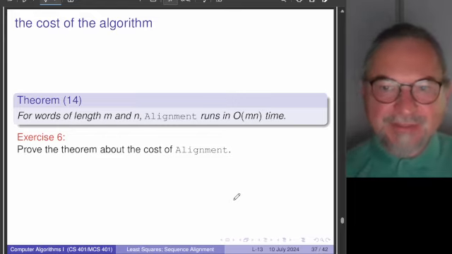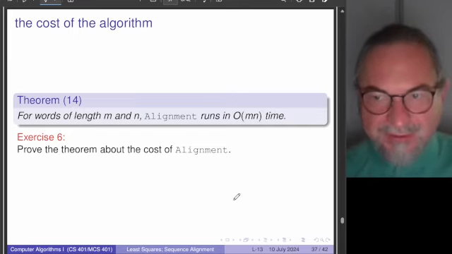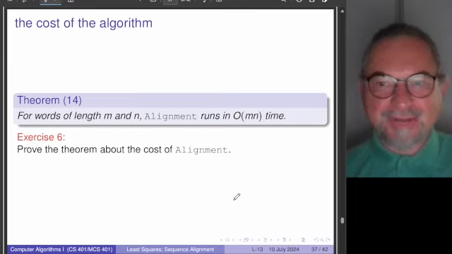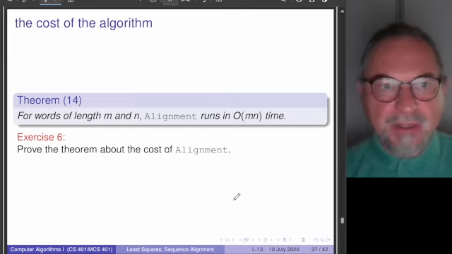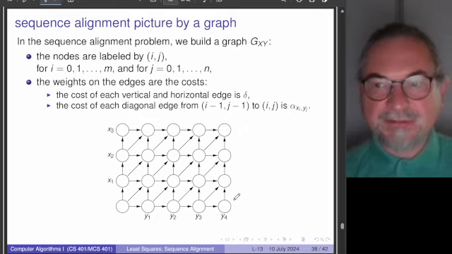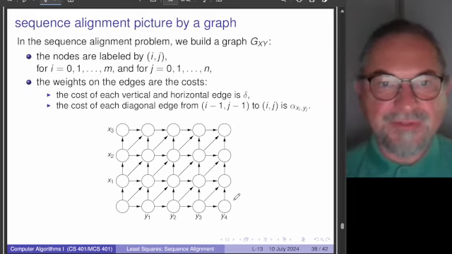Or it's actually kind of a strange thing to say. So it's the product of m with n. If the words have the same number of characters, then you have a quadratic time algorithm. That's perhaps the best interpretation. Okay, quadratic time algorithms run fast. Let's interpret how this algorithm really runs.